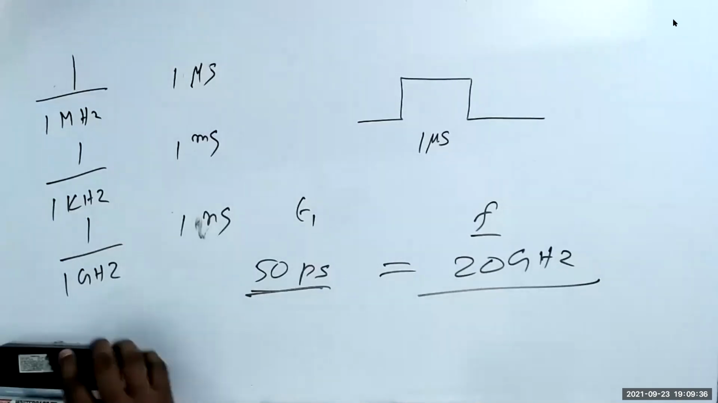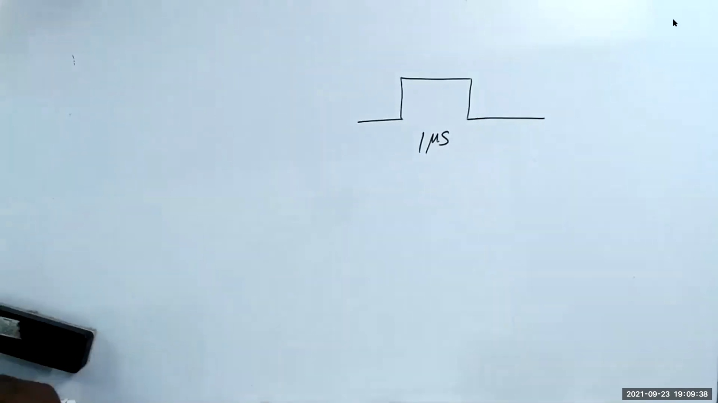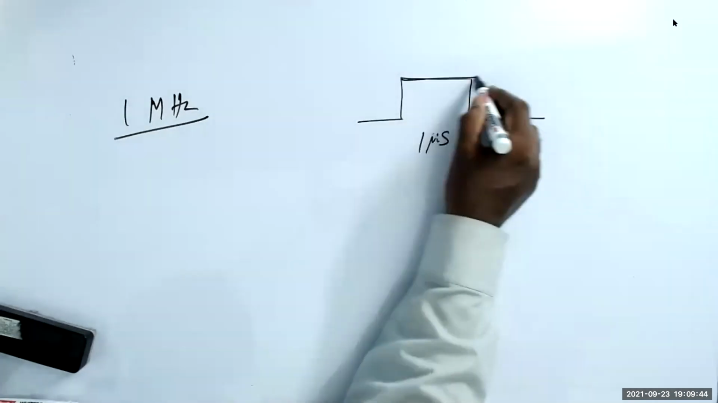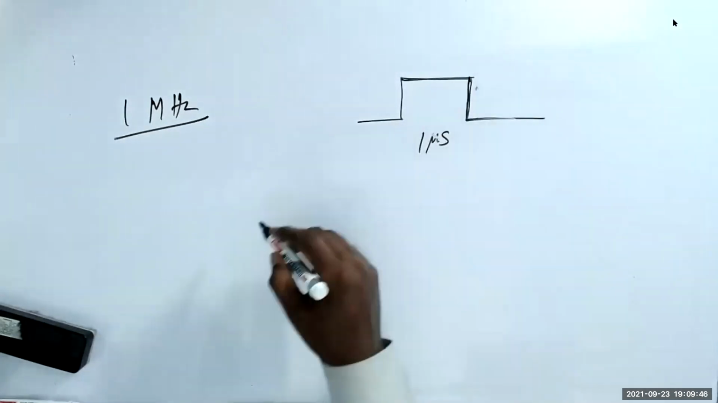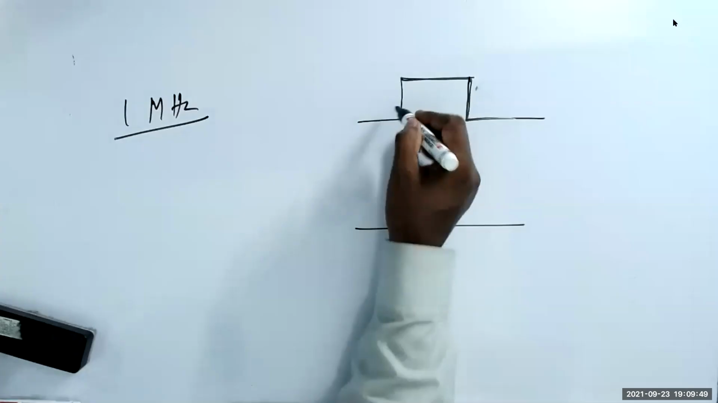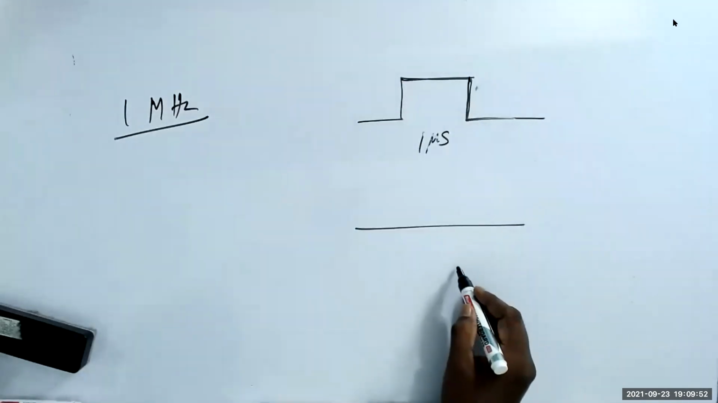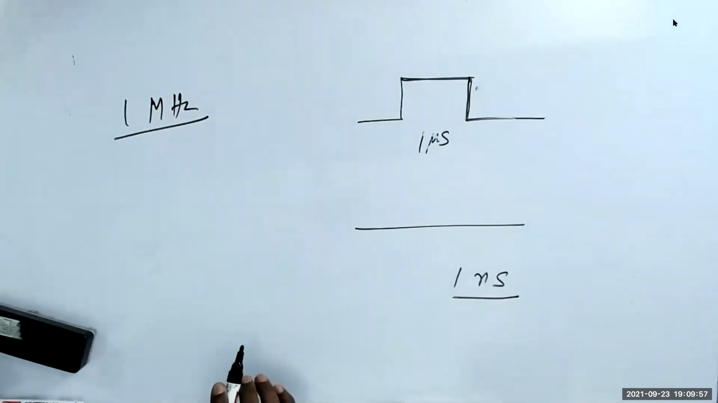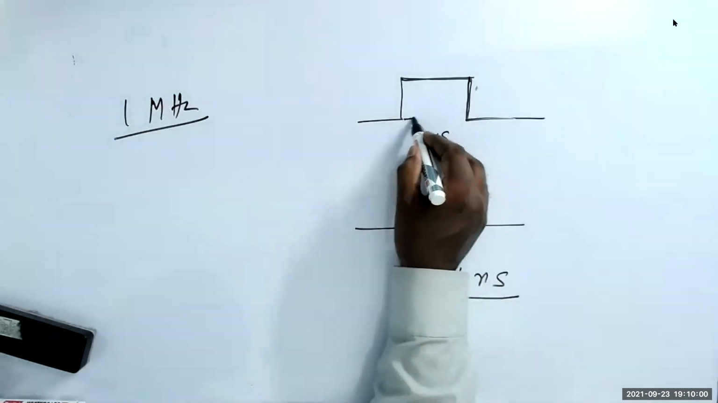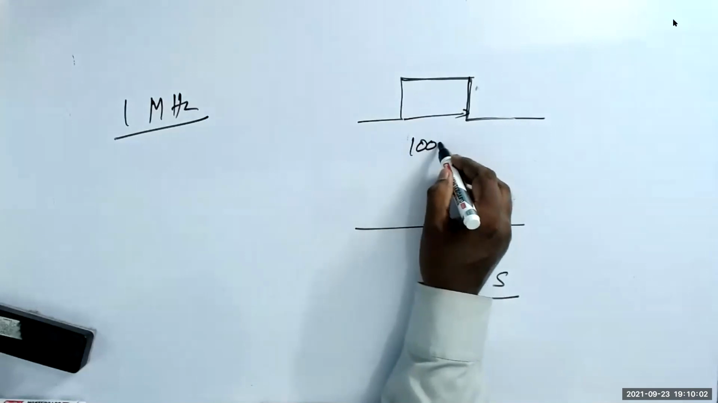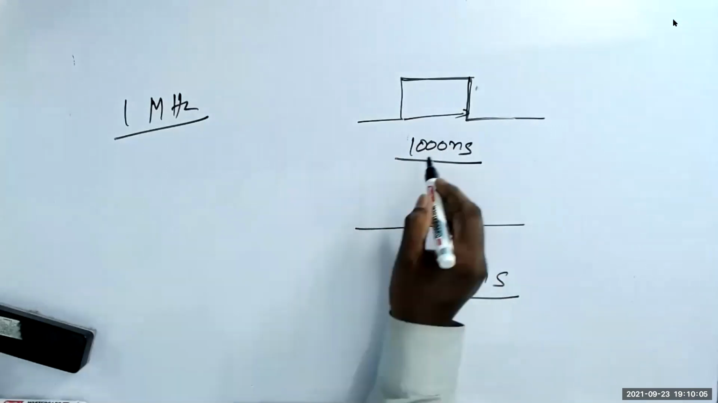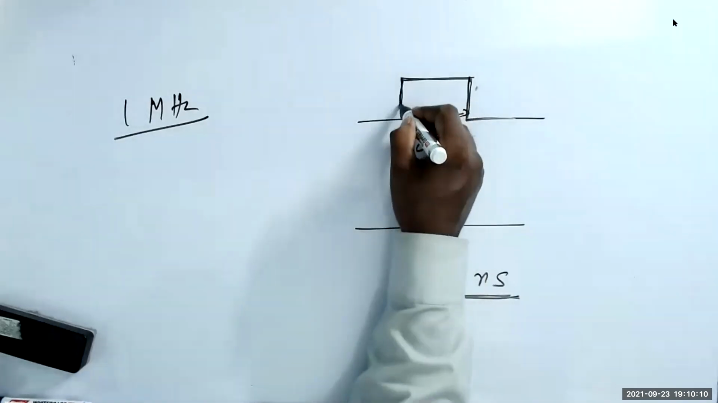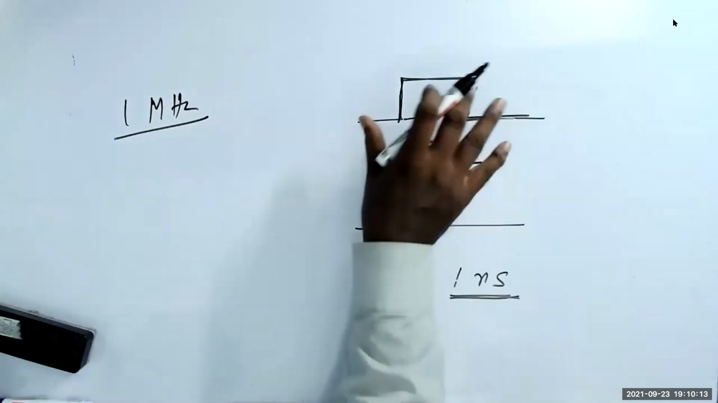So, I am telling you now, I am having a clock of 1 megahertz. Now, for 1 megahertz, this time is 1 microsecond. Due to the wire, suppose the rising time is 1 nanosecond. That means 1 microsecond is 1000 nanoseconds, and 1 nanosecond is too small. Am I right? It is too small.